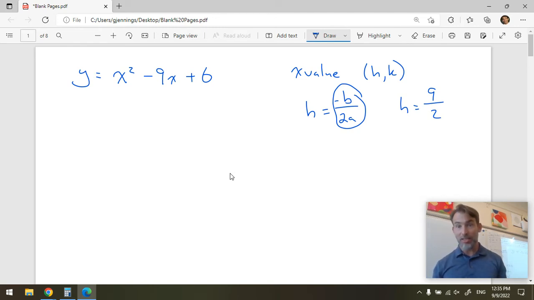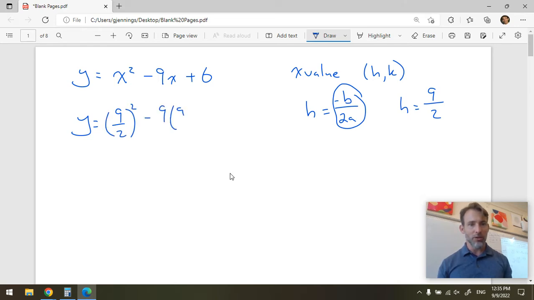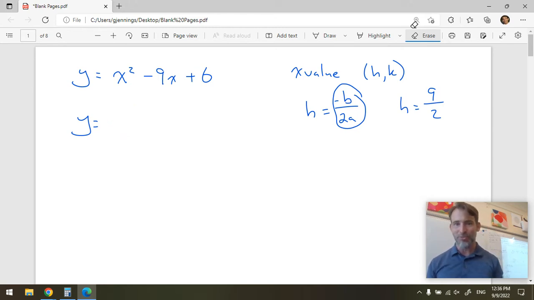Now I can just evaluate the y value of the vertex like this. y is equal to 9 over 2 squared minus 9 times 9 over 2 plus 6. Then evaluate that and it will give you k. I'm not going to do that right now because that's just algebra, plug and chug. This is 81 over 4 minus 81 over 2 plus 6. That's the y value of the vertex. Then all you need to do is substitute the x and y values of the vertex into your vertex form, and you've got it.